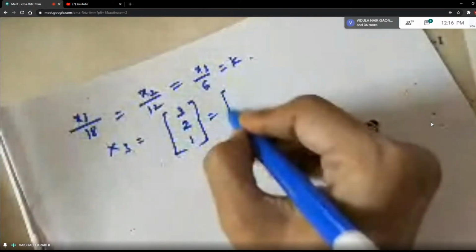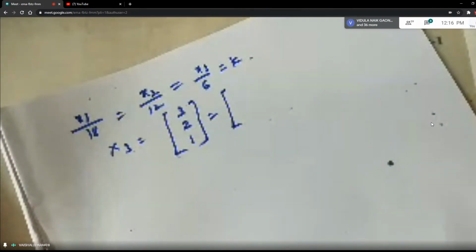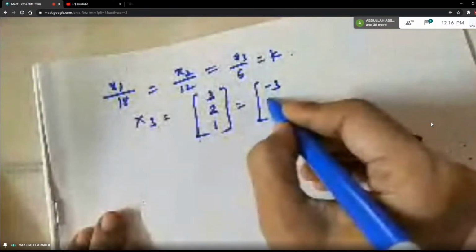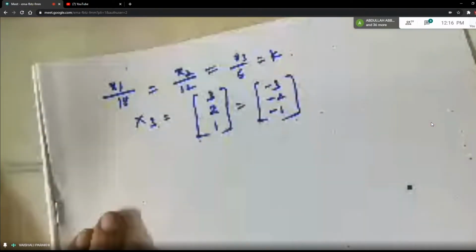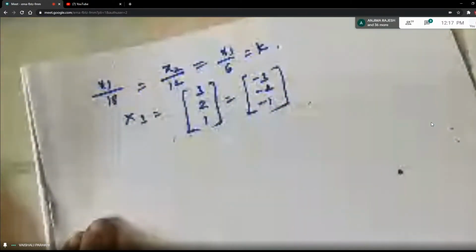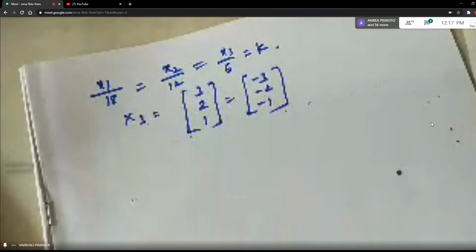What else can also be correct, Adira? Minus 3, minus 2, minus 1. You have to change the sign of each and every element. You understood? It is not enough to change the sign of one or two elements and say that it is correct. Because when k is minus 1, all elements of the eigenvector will get multiplied by minus 1, right? So this is also a correct eigenvector. So in this way, you got 3 eigenvalues and 3 eigenvectors. Okay, students?